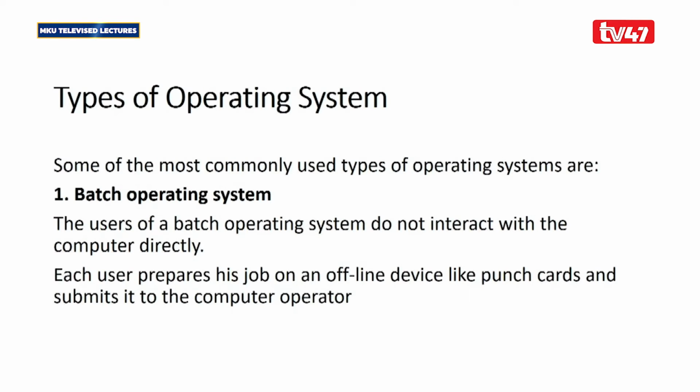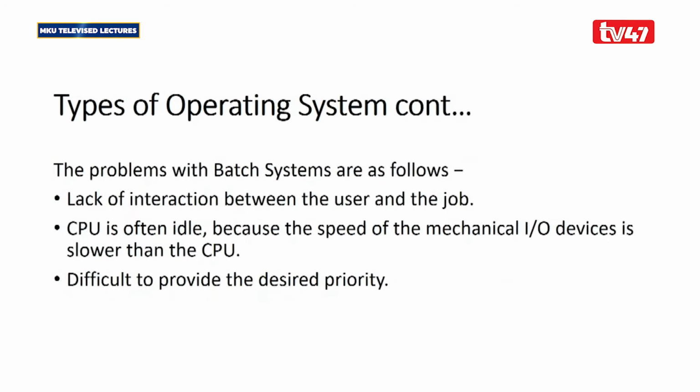The most common types of operating systems are the batch operating systems. These are basically systems that do not interact with the computer directly. Batch systems accumulate whatever they are processing and then process it as a batch. That's why it's getting the name batch. And each user prepares his or her job on an offline device, for example, punch cards, and then submits to the computer operator. So the job is accumulated and then it's processed. That's why we call it a batch kind of system.